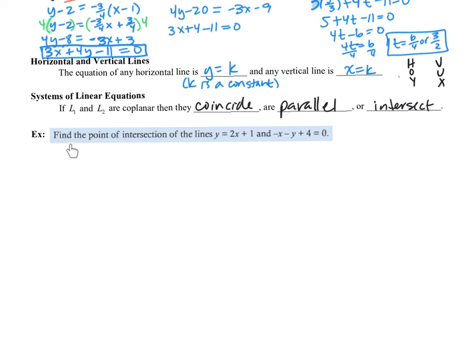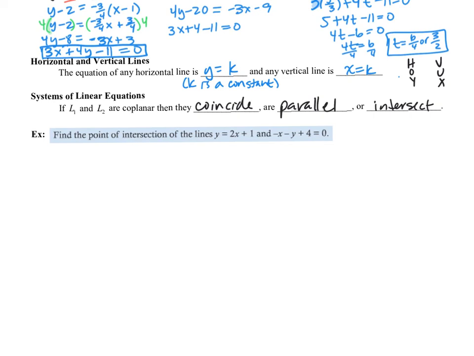So let's try this example where we're going to find the point of intersection of the lines y equals 2x plus 1, and then negative x minus y plus 4 equals 0. So we have one line that's in gradient intercept form and one line that's in general form. So let's go ahead and solve there. And there's different ways to do this. I think the quickest way will be just to use substitution.